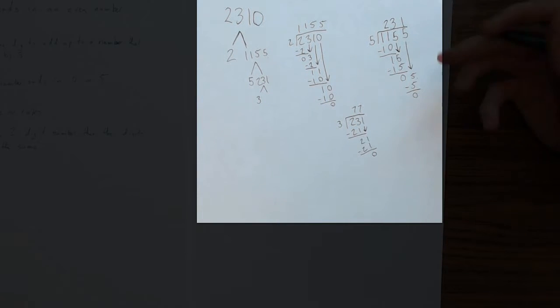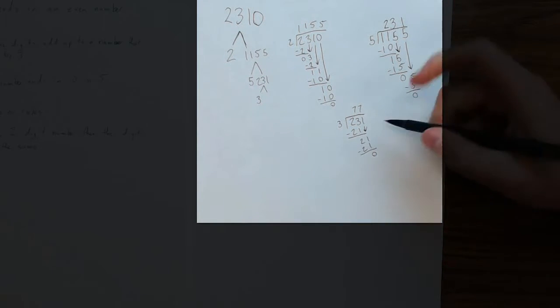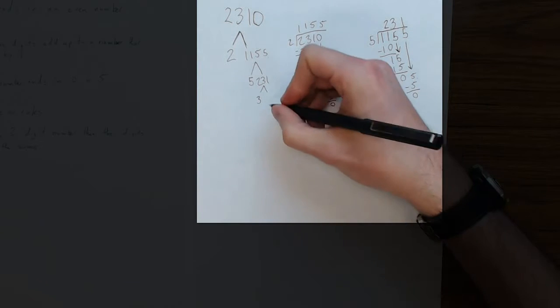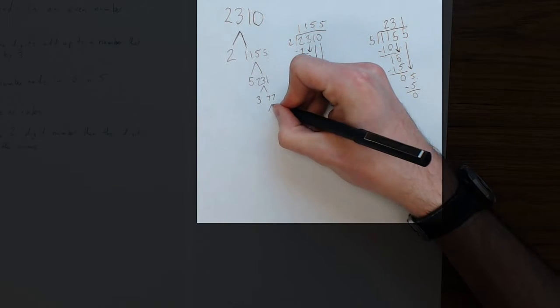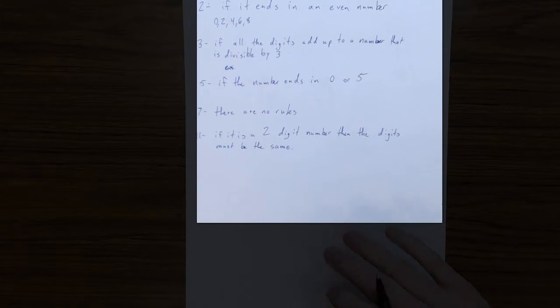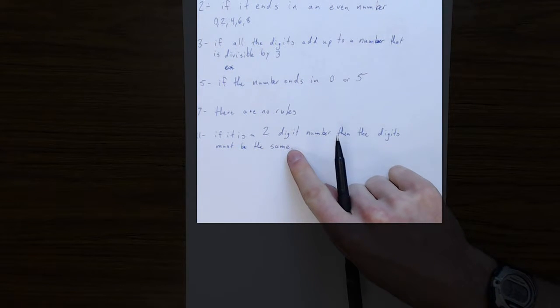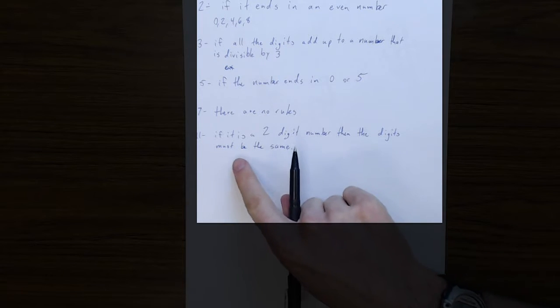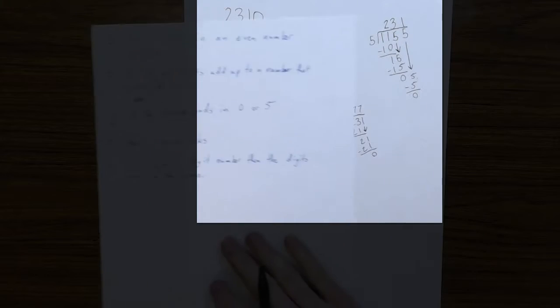We've got a 0 again. That's what we wanted, right? That means 3 goes in evenly. And we're left with a 77 here. Now, 77... Hey, that's a 2-digit number. Double 7s, with the same digits, right? And that fits in with that 11 rule.